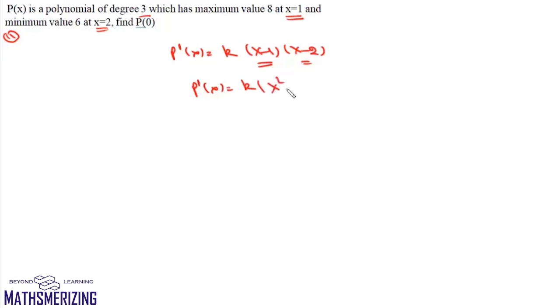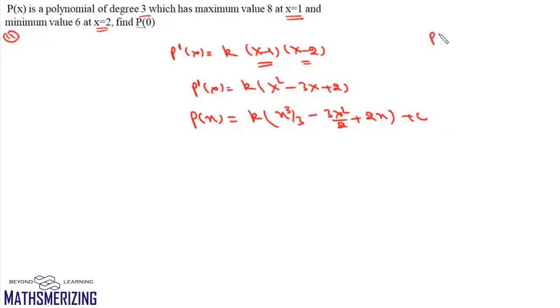Now question number 11: P(x) is a polynomial of degree 3 which has a maximum value at x equal to 1 and a minimum value at x equal to 2. Since it is a polynomial and its maxima and minima lie at x equal to 1 and 2, we know that p dash x will be some k times (x minus 1) into (x minus 2), since its critical points lie at 1 and 2. So we can write p dash x as k times (x square minus 3x plus 2). Now we'll integrate this function, we'll get P(x) as k times (x cube upon 3 minus 3x square upon 2 plus 2x) plus integration constant c.